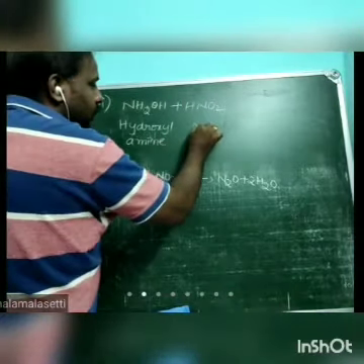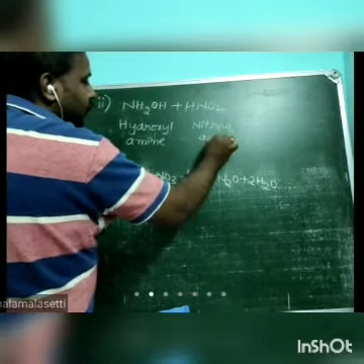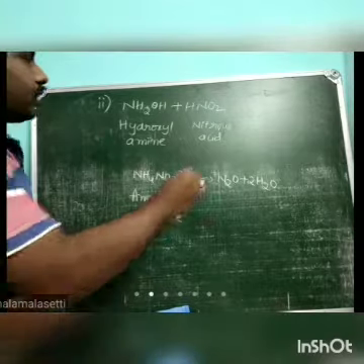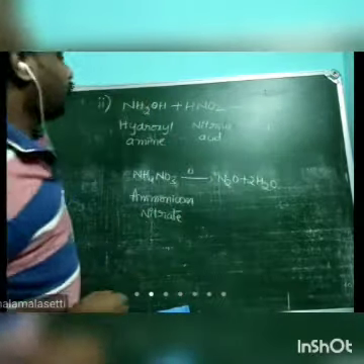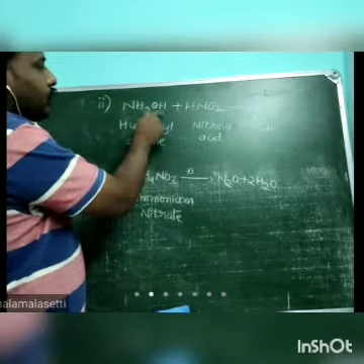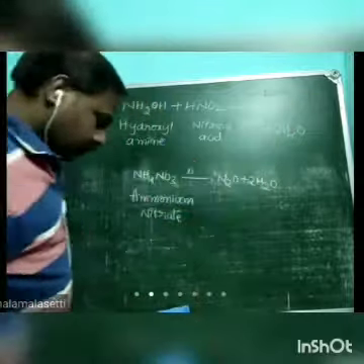This is nitrous acid. HNO3 is nitric acid, HNO2 is nitrous acid. So when these two are made to react with one another, N2O is formed, and then you will get two water molecules.